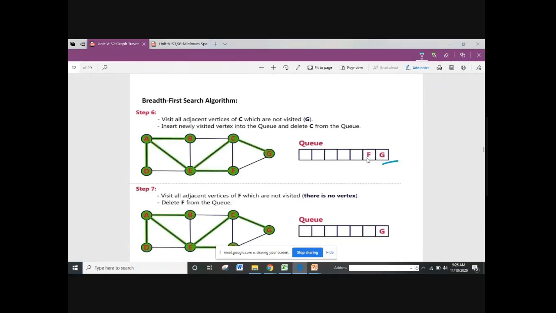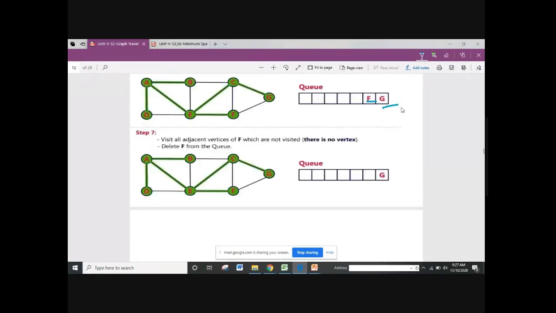Okay. Now the next one is F. When F is taken out, I will be finding out its adjacent vertices. F's adjacent vertices are C, E, and G. C is already visited, that is, entered into the queue and gone out, so it is marked as visited. Then E is also out. Now G is already in the queue, so there is nothing to enqueue inside my queue. So F is also taken.